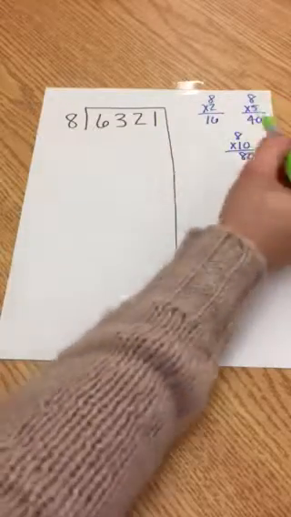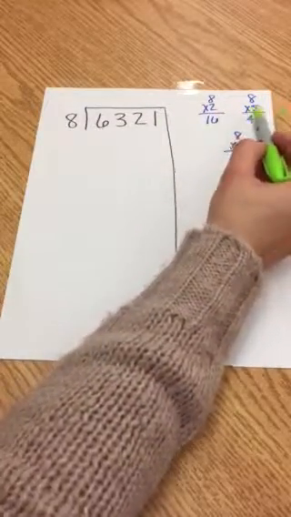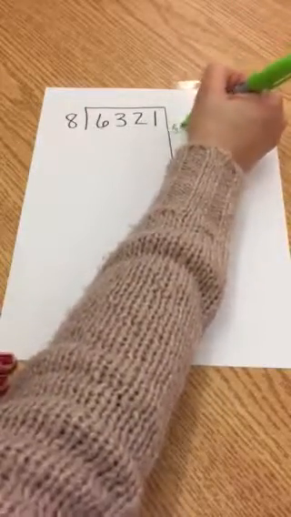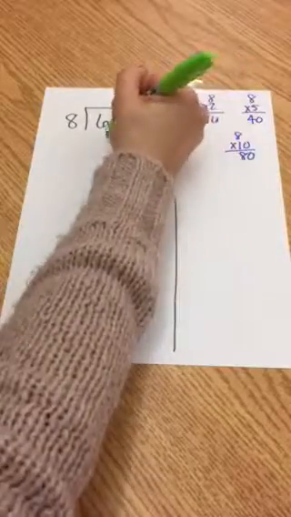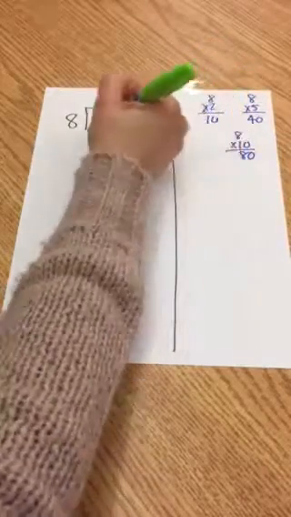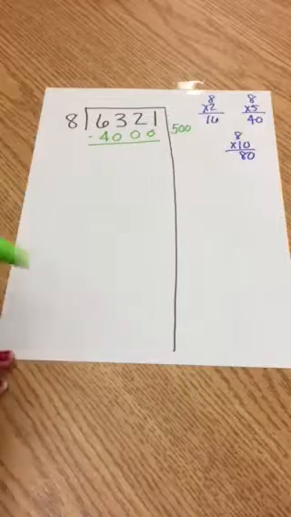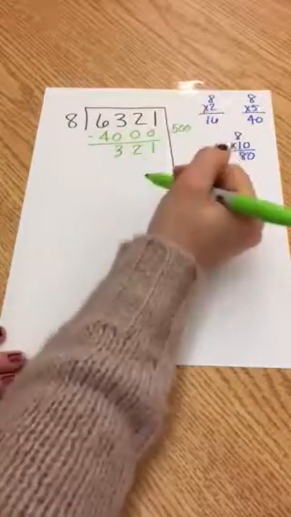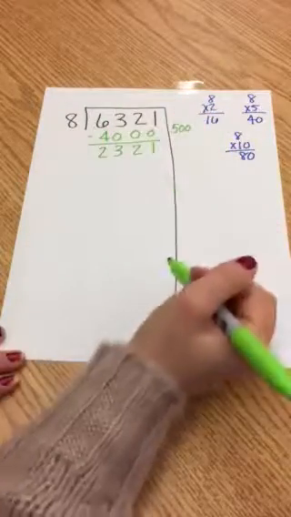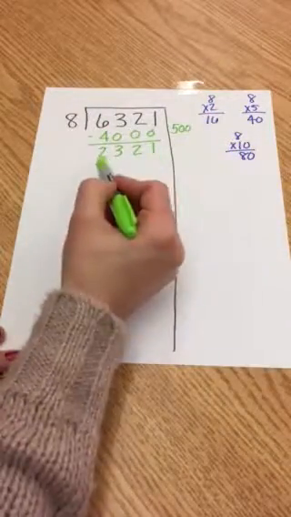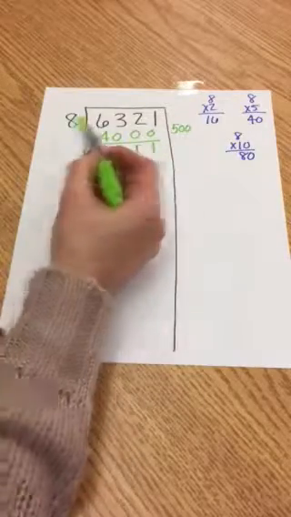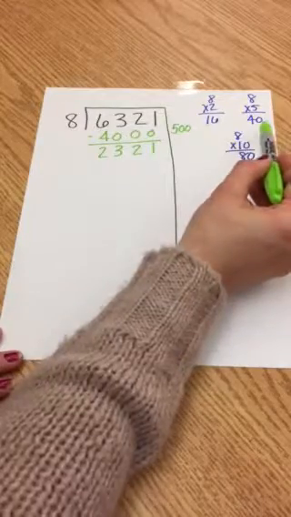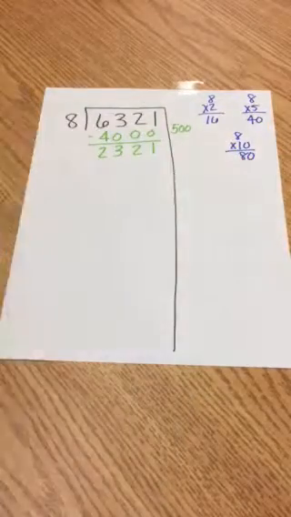So what I'm going to do is I know if I multiply 8 times 500, that gives me 4,000. So I'm going to write 500 here, and then write 4,000 here, and then I subtract it, just like you normally would. 1, 2, 3, and this is 2. So now I'm looking at how many times does 2,321 go into 8? Well, using my basic numbers over here, I know I can't use 500 because 4,000 is bigger, so I'm going to go to something else.